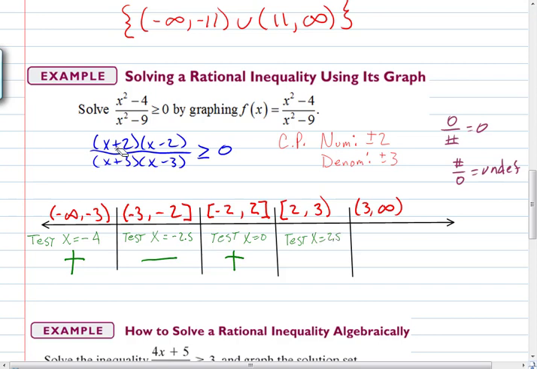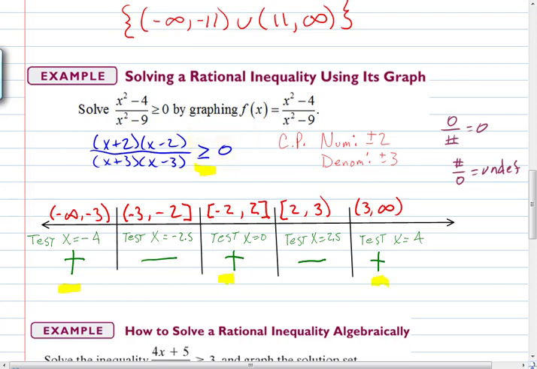2.5. So that's going to give us positive, positive, positive, negative. The whole thing is negative. Go to the next interval. Test what? 4 or 4 million. It doesn't matter. So this whole thing is going to be positive. And what intervals did we want? Because this is greater than or equal to 0, we wanted the positives here.